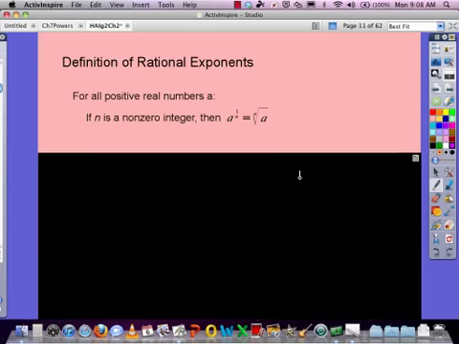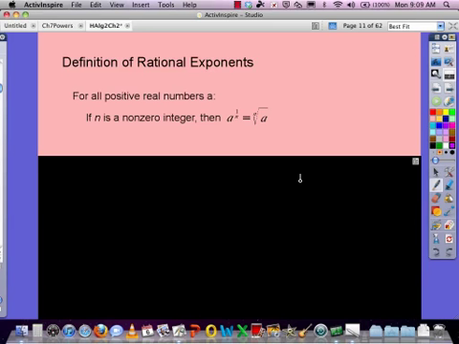So let's look at a couple more definitions here. The definition of rational exponents. Rational, remember our definition was any number that can be written as a fraction.